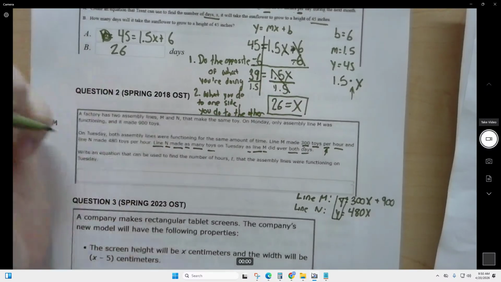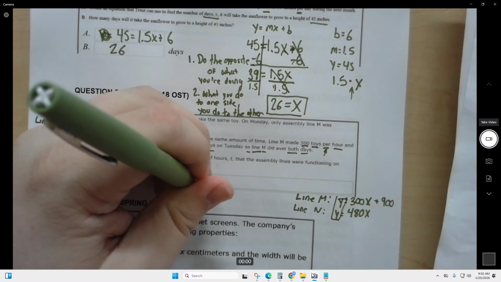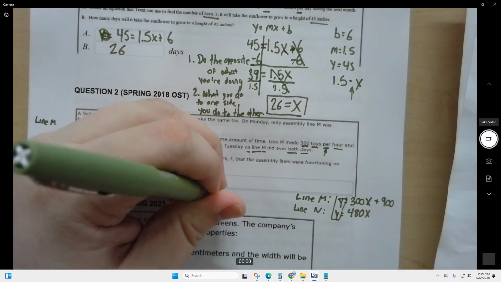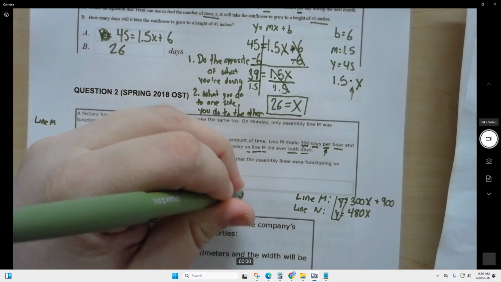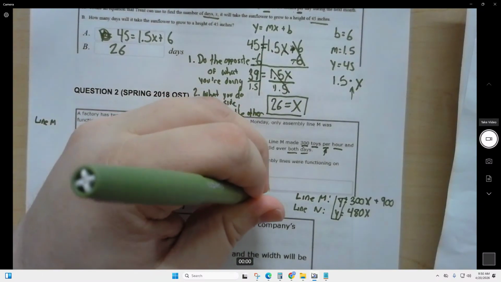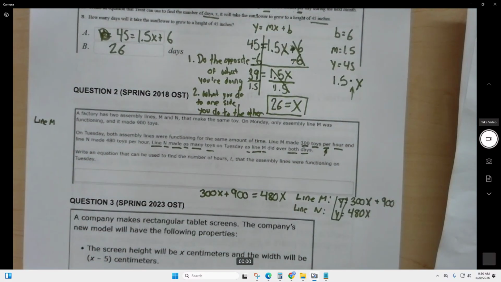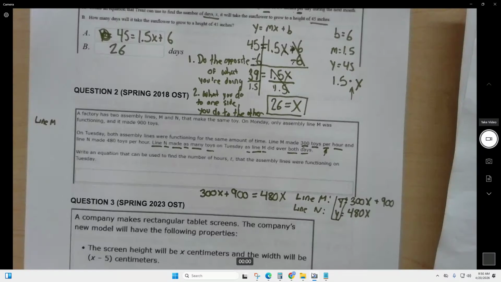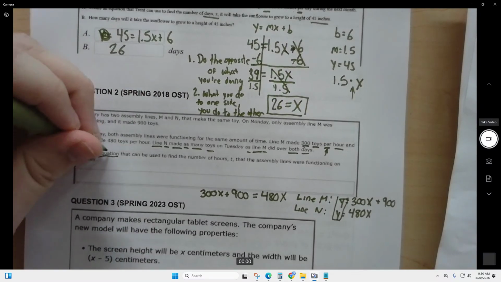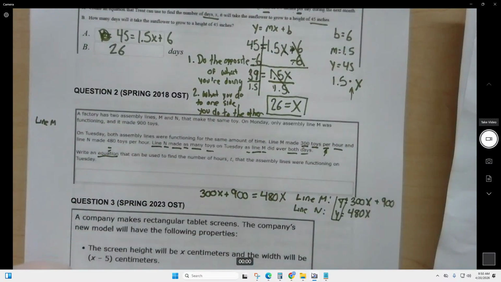So, you have 300x plus 900 equals 480x. And you know what? You can just leave it like that. Write an equation. An equation includes an equal sign. This is an equation. That's it.